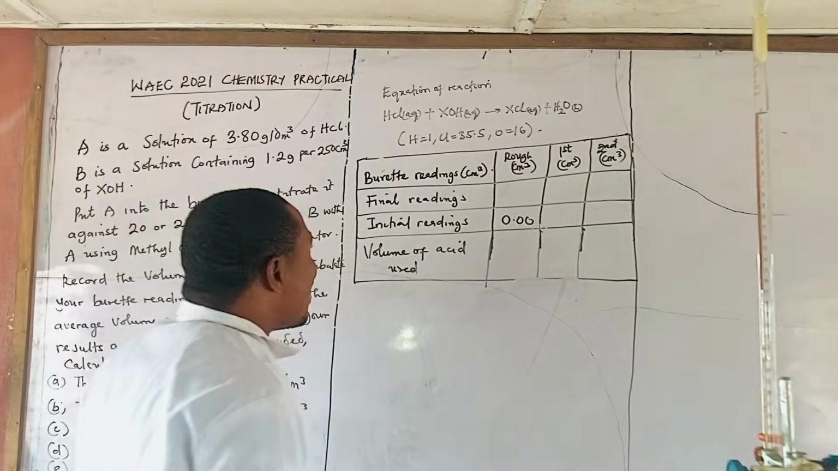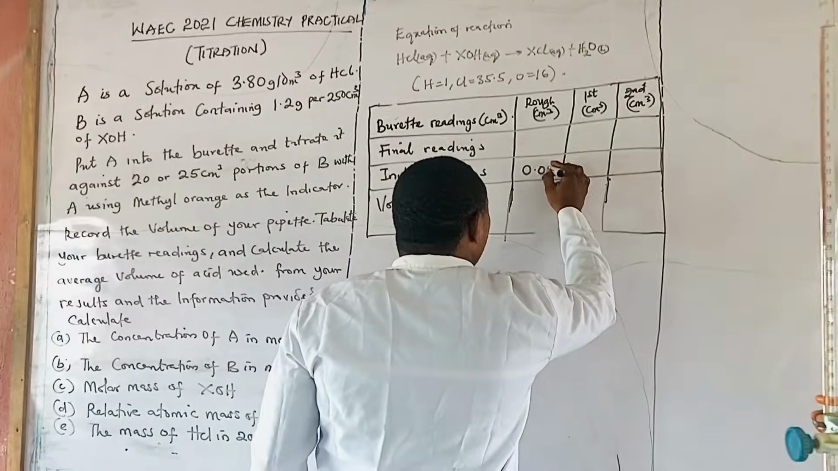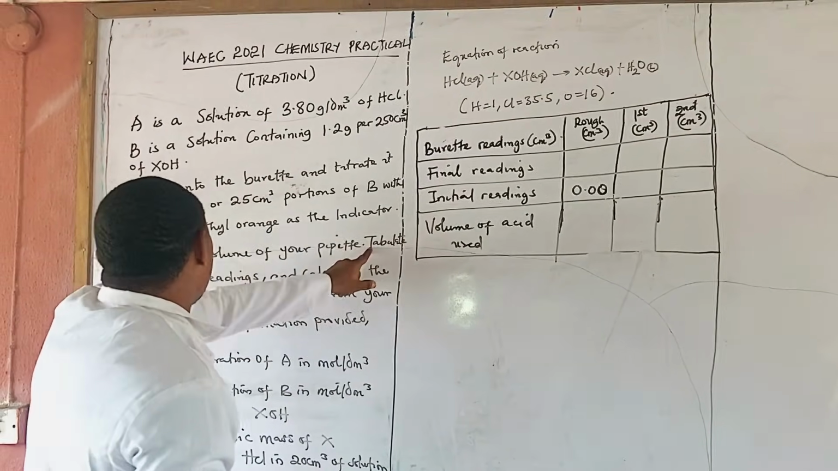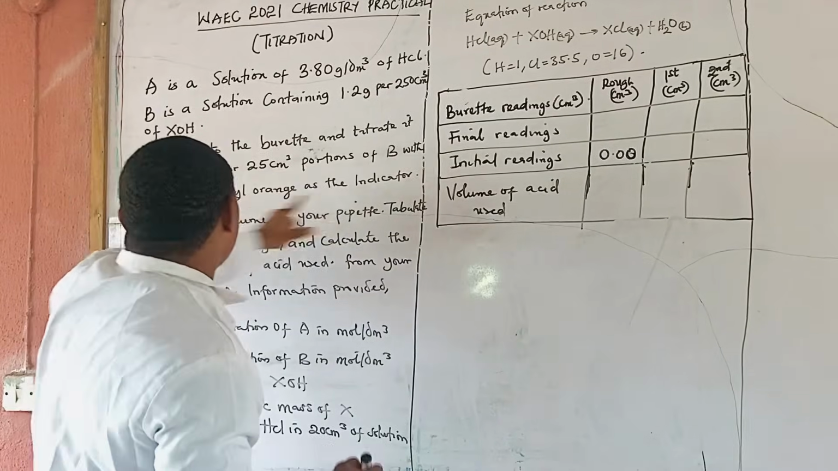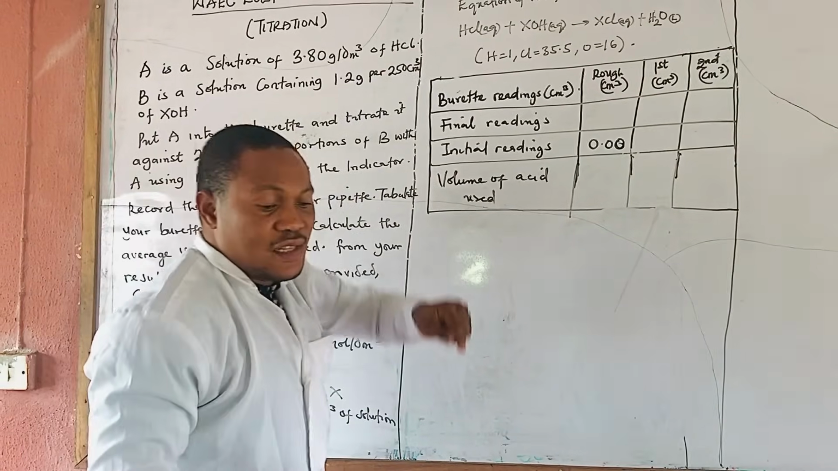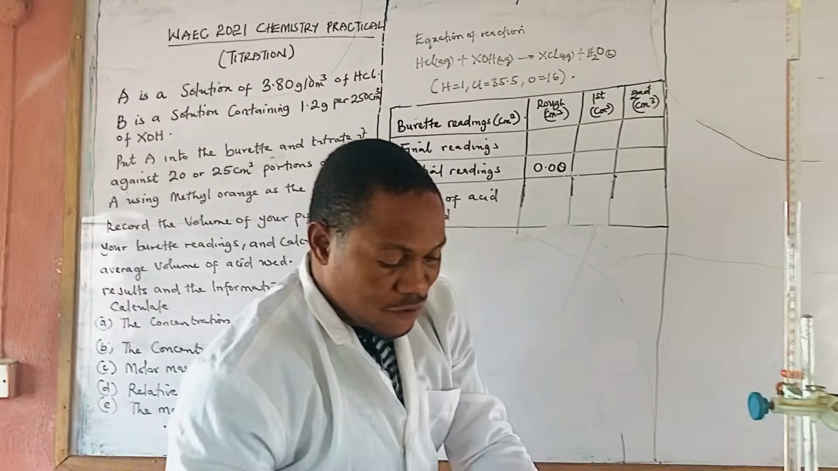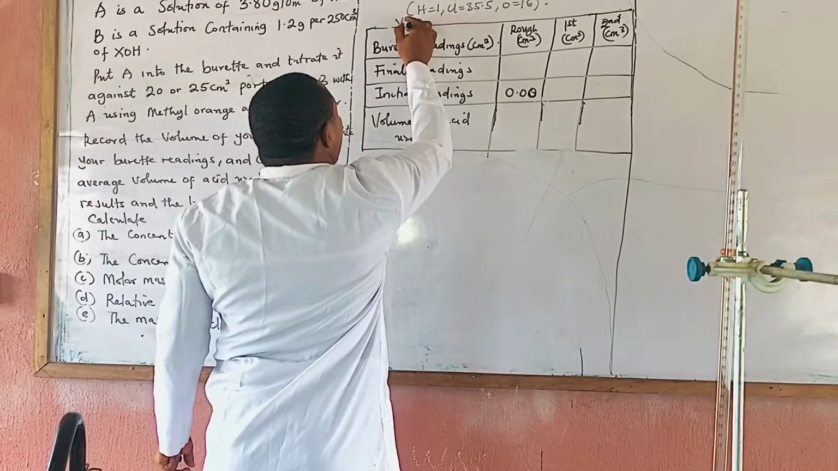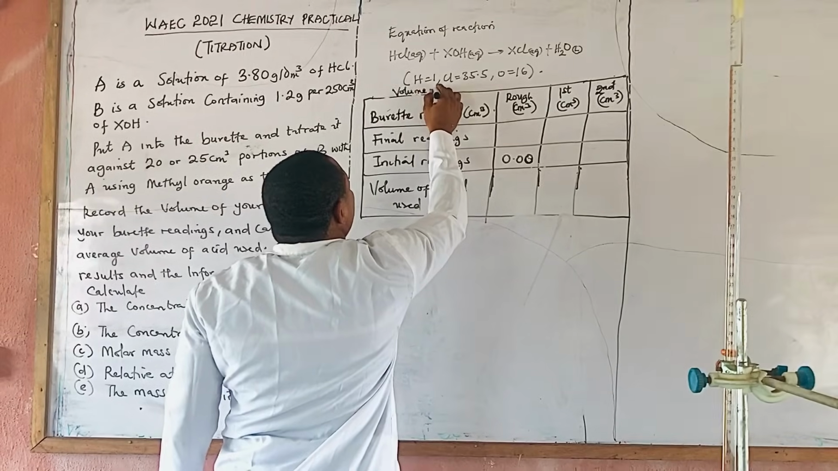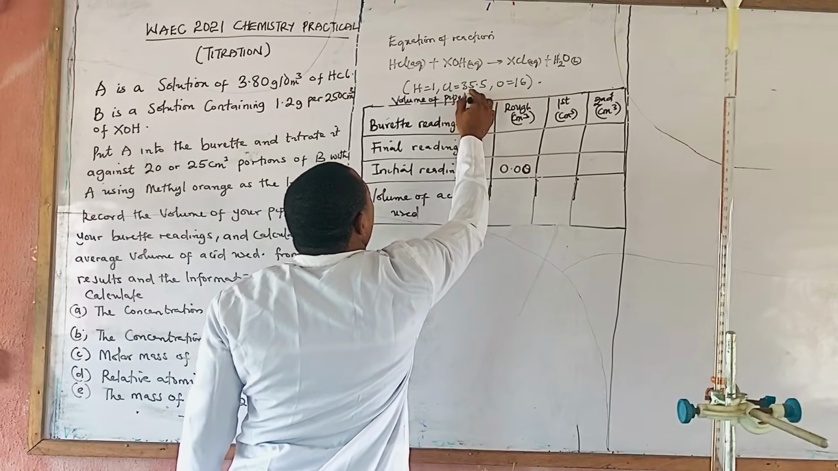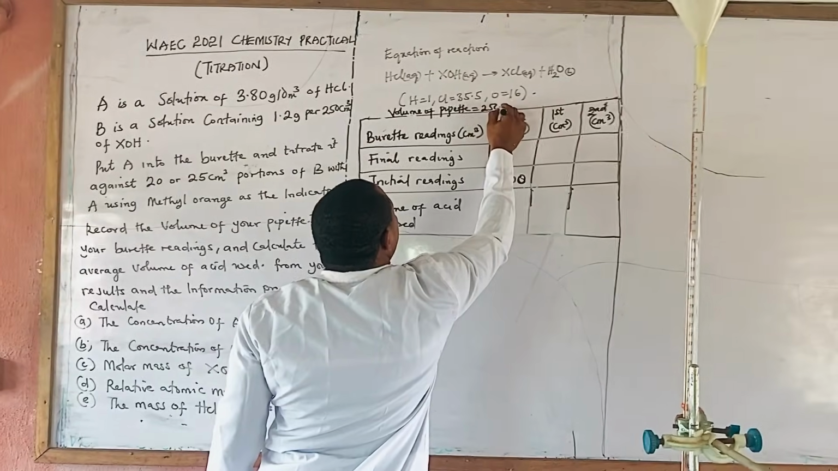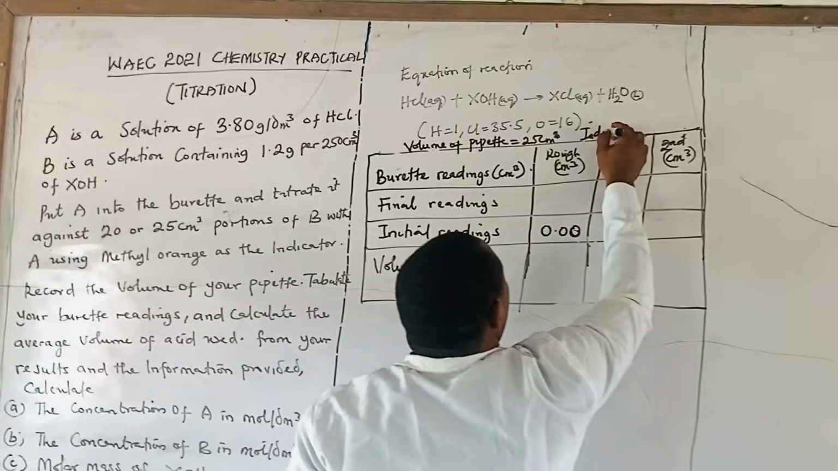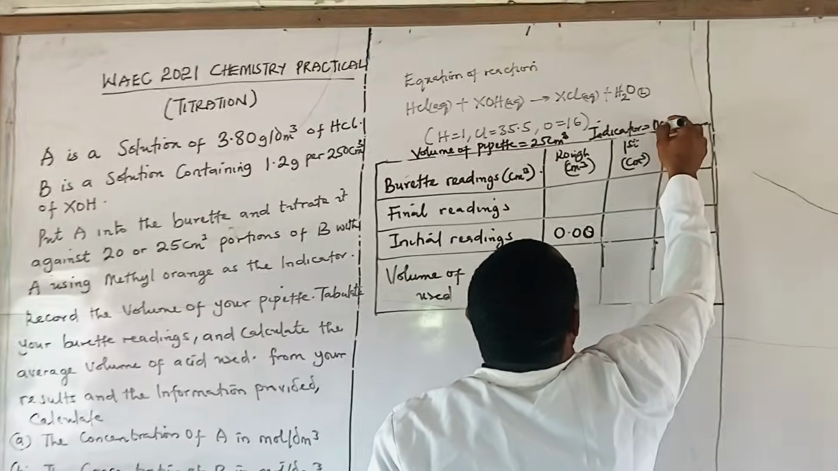0.00. Very important, you can see they said, using methyl orange as the indicator, put A into the burette and titrate against 20 or 25. So you need to tell us the volume of the pipette we want to use. For this one, we are using 25 mL, which is the same thing as 25 centimeter cube. So I can have it here. Very important to record that volume of pipette, which is 25 centimeter cube.